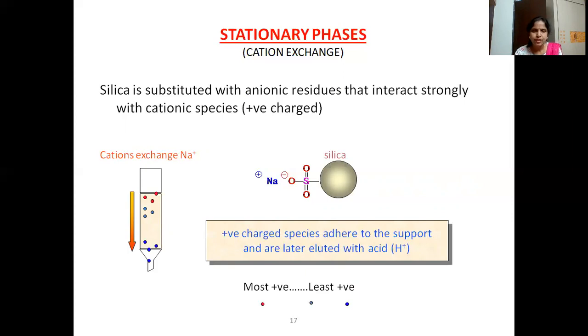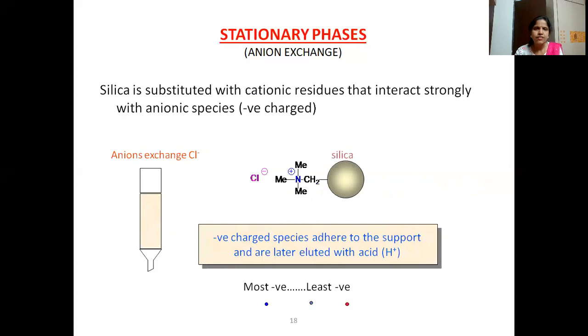So similarly, we have anion exchange. So in anion exchange, the silica will have the counter ion as an anion. So here in the example, you can see this is the anion exchange where Cl minus is the counter ion.